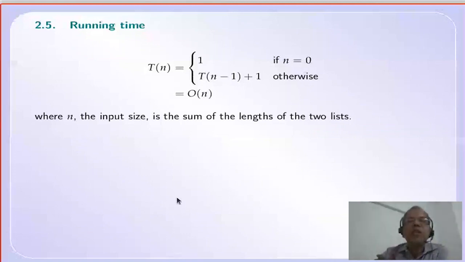T of n is equal to 1 if n is equal to 0, T of n minus 1 plus 1 otherwise. How do we say that?